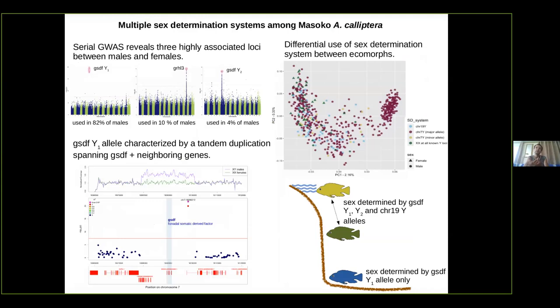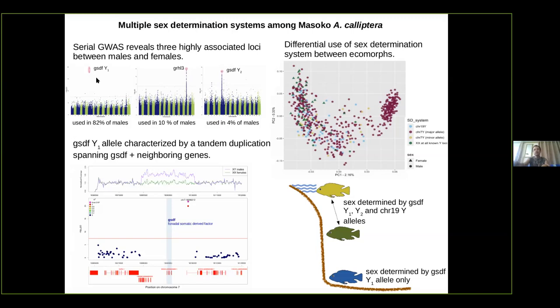So cichlids don't have distinct sex chromosomes. They have loci on the autosomes. There are other mechanisms as well, but mainly loci on the autosomes that act as the sex determiners. And so there's a notion, people have shown, that sex determination systems have quite a high turnover rate and evolve quickly in these African cichlids. And what she showed by doing some serial GWAS, where the response was sex, she mapped loci that were highly associated with sex and found three different sex loci.